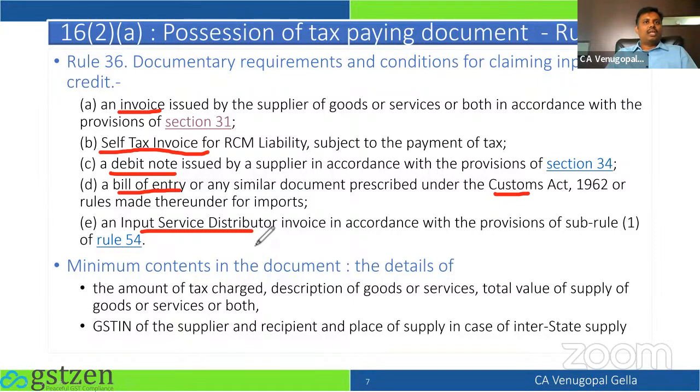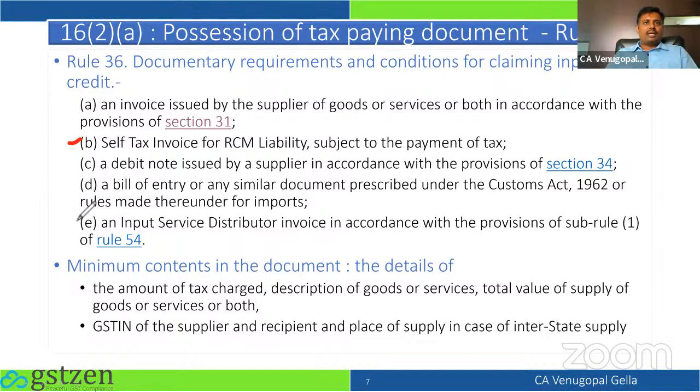Basically, if you look at your GSTR 3B, you have your 4A, which is bill of entry, 4B input tax under RCM, reverse charge, and the ISD credit.